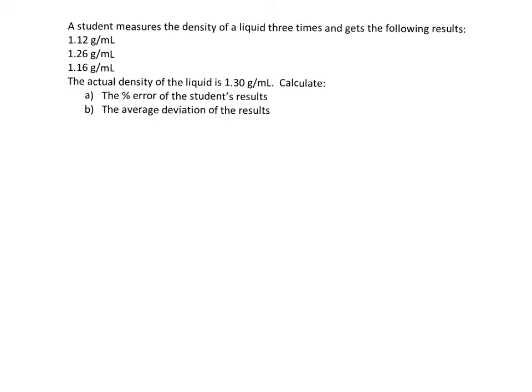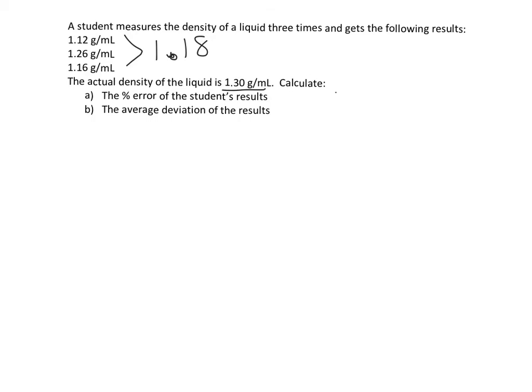All right, in this video we're going to look at percent error and average deviation. So percent error starts by finding the average of our experimental results. If we do that, we use our calculator, we find our average is 1.18. Now the real answer, the correct answer, is 1.30. So we're off. And the question is, how much are we off?